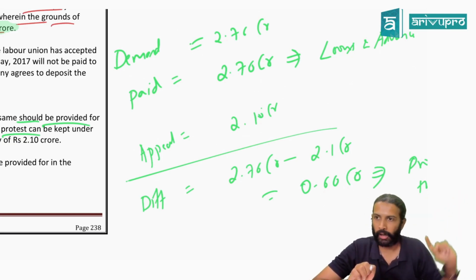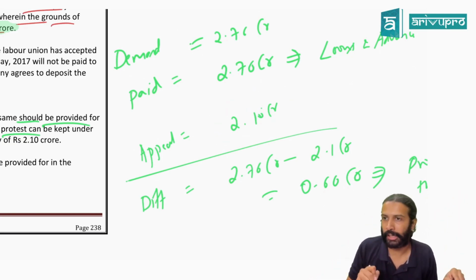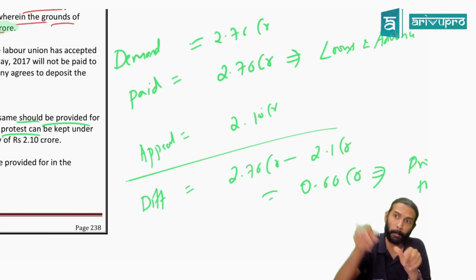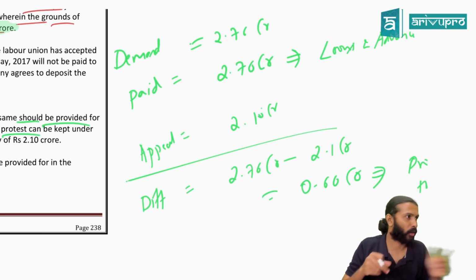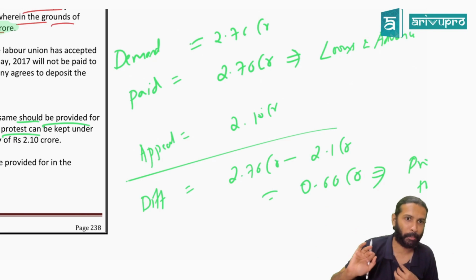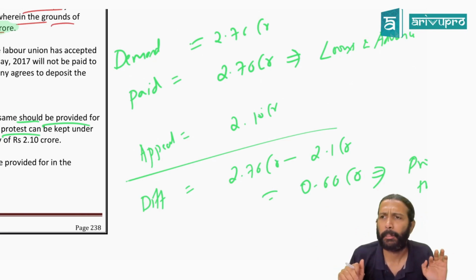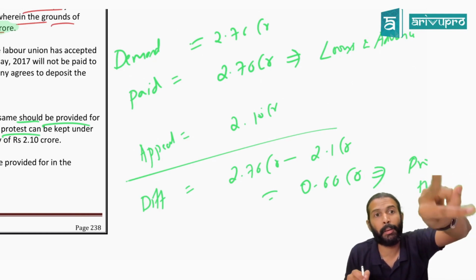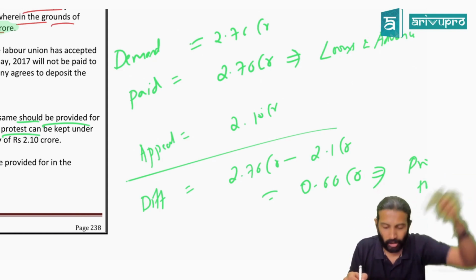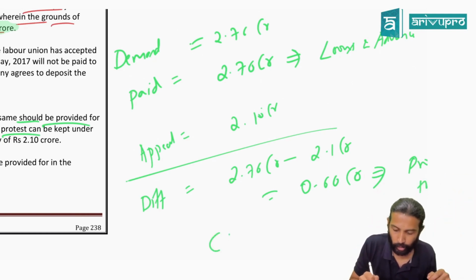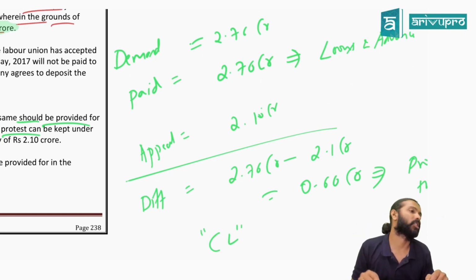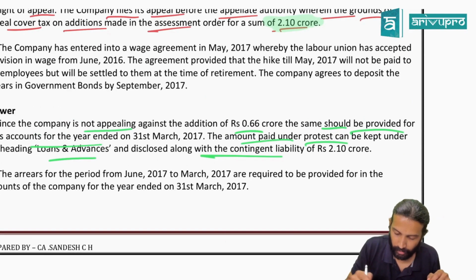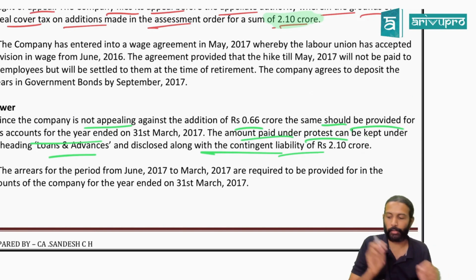Appeal it. Okay. If the company feels they will lose the case, will they hire a chartered accountant, pay him the fees also, go for appeal, lose the case and come back? Why have they gone for appeal? Because they feel that they don't have to pay for this. That means the obligation is possible. That means this 2.1 crores, you have to disclose as what? Contingent liability. That is what they've said here. Disclose it along with a contingent liability of 2.1 crores.